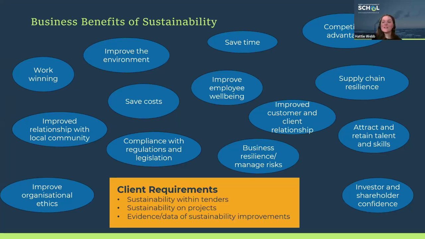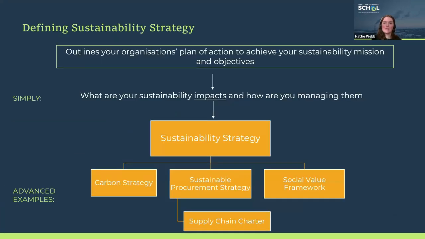Now, there are numerous benefits, but a couple to point out here. The first being compliance regulations. We're seeing more and more of this coming out globally, which is really driving the need for organizations to implement a strategy. We're also seeing more and more client requirements on sustainability, maybe being requested in tenders or needing to be demonstrated when working on projects.